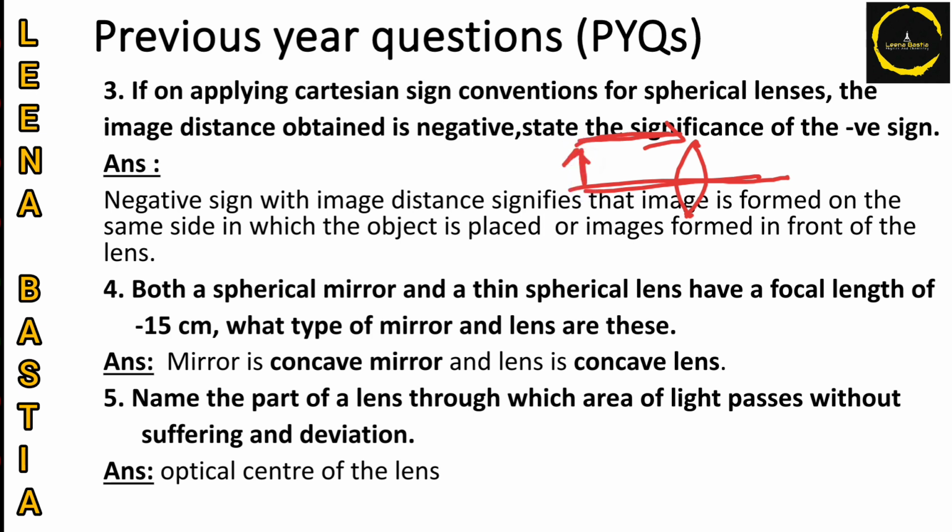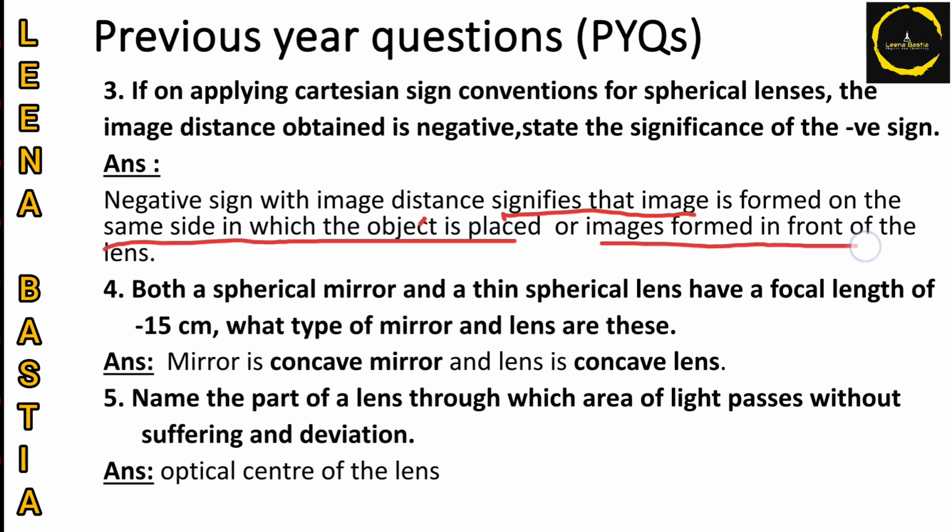If it is saying that the image distance obtained is negative, what does it mean? It is on this side, because the object distance is always negative, as we have to calculate from the lens. Similarly, if the image distance is negative, the image must have formed on this side. I hope this is clear. So this is what has been written here: negative sign with image distance signifies that the image is formed on the same side where the object is placed, or the image is formed in front of the lens. I hope this one is clear, children. Let us move on to the next question.